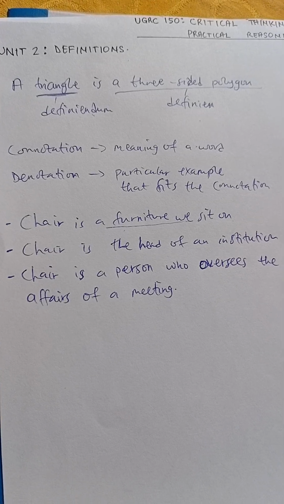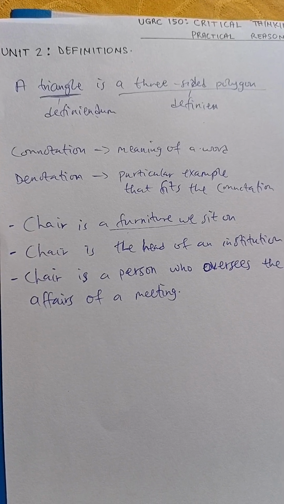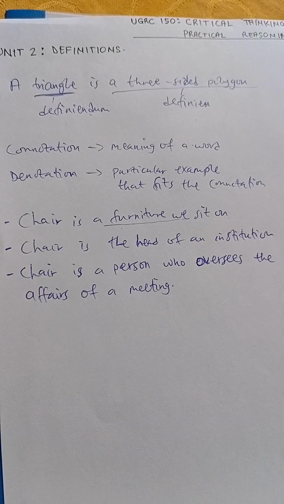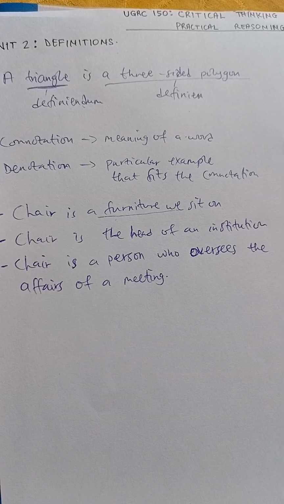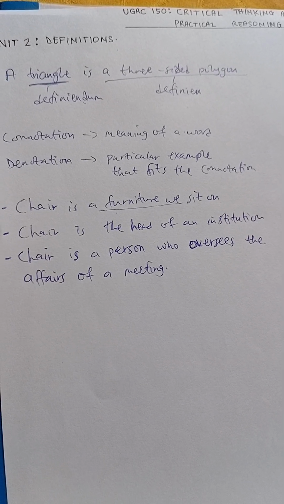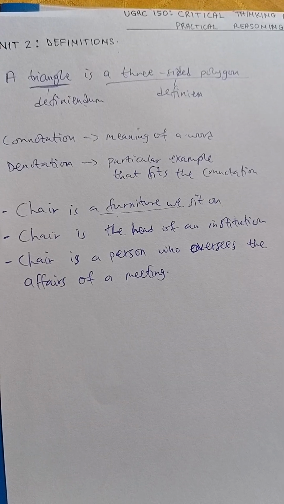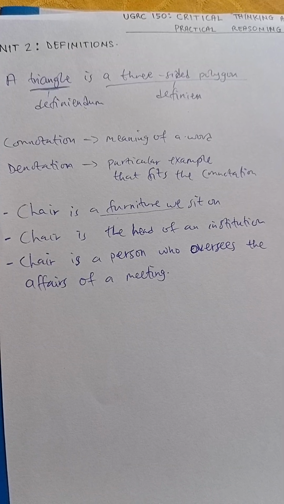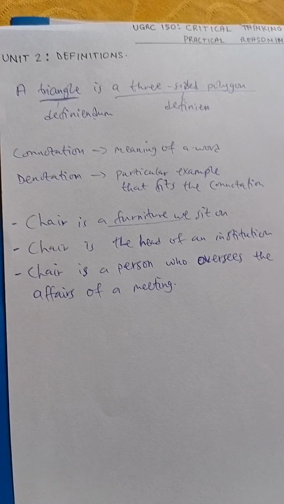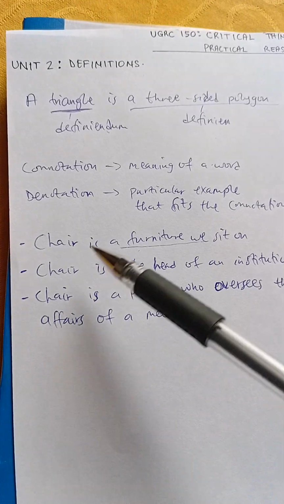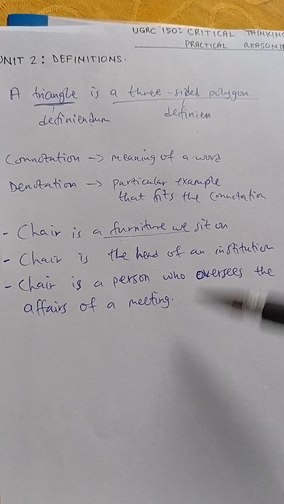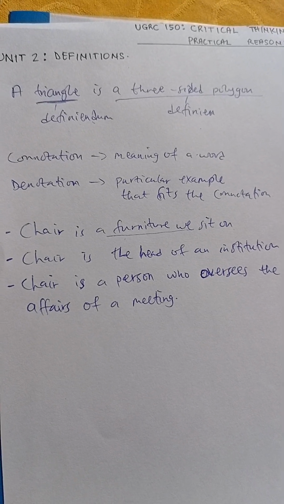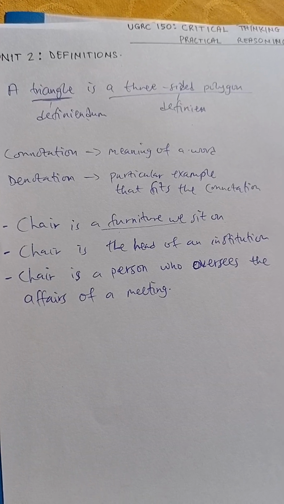If you say a furniture we sit on, what will it fit? It will fit a chair. If you say the head of an institution, it will fit a chair. If you say a person who oversees the affairs of a meeting, it will fit the chairperson, right? So denotation is the particular example that fits the connotation. So in this example, you can see that different connotations are all denoting a chair. So a definition connotes and denotes. All right.